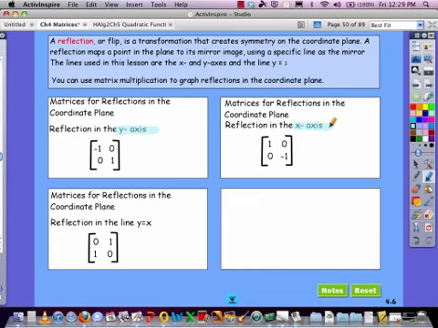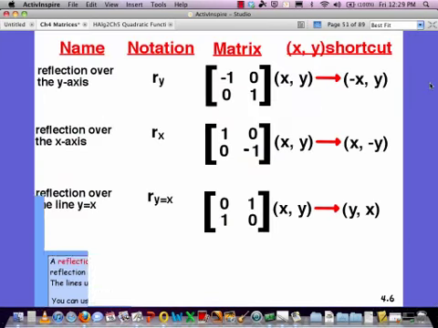The point 0, 1 went to 0, negative 1. And the last reflection was over the line y equals x. The point 1, 0 became the point 0, 1, and the point 0, 1 became 1, 0. So these will be the 3 new 2x2 matrices we will use for our reflection if we have to multiply any points, any shapes. That's what our conclusions show.